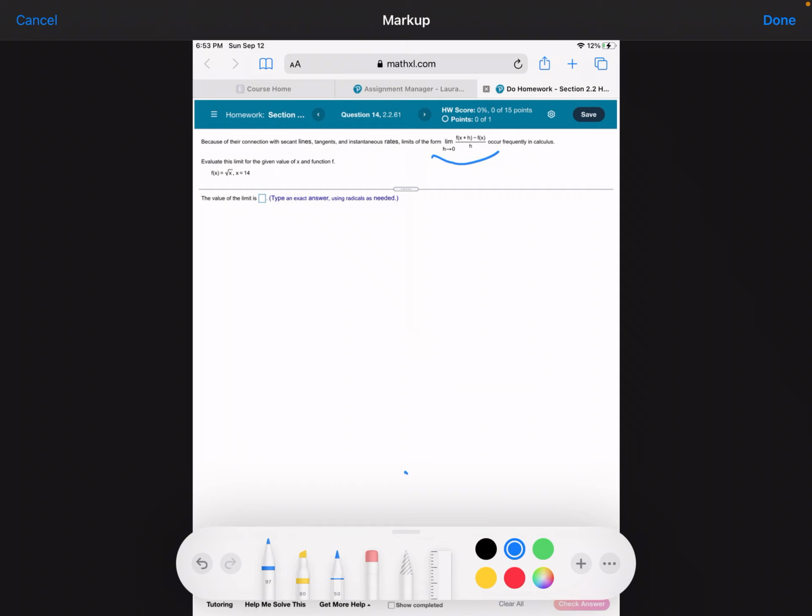Sometimes that helps. So let's see what f of x plus h is going to look like. Remember, that means we're going to plug this entire x plus h into that little x right there. So this is the square root of x plus h. Sometimes these are really long. And then we're going to subtract off f of x. So that's going to look like this, minus the square root of x. And then we're going to be dividing that by h.